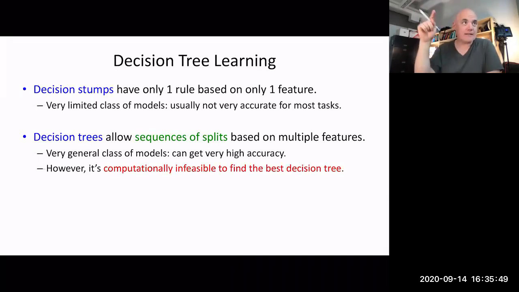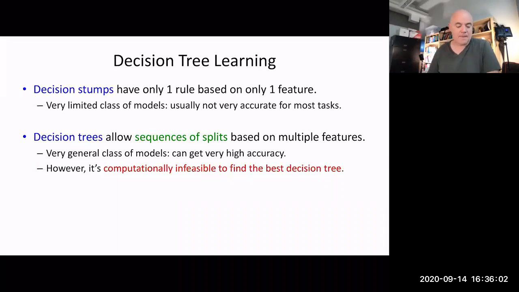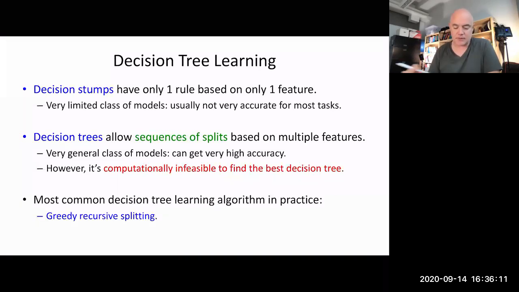So now we're going to have a nested set of if-then-else cases. That means the combinatorial optimization problem is going to be much, much harder, which is why we're not even going to try to solve it. We're just going to talk about a greedy algorithm. Decision trees are a very general class of models, and they can get very highly accurate. However, because of the combinatorial optimization problem, it's computationally infeasible to find the best decision tree. So what we're going to do is try to find a decent decision tree that's going to work well in practice.